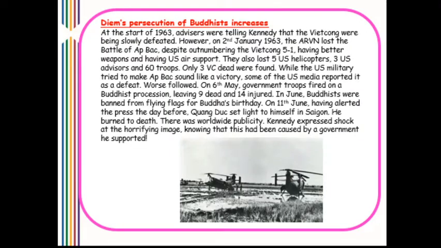While the US military tried to make Ap Bac sound like a victory, some of the US media reported it as a defeat, and worse followed. On the 6th of May, government troops fired on a Buddhist procession, leaving 9 dead and 14 injured. In June, Buddhists were banned from flying flags for Buddha's birthday, and on the 11th of June, having alerted the press the day before, Quang Duc set himself alight in Saigon. He burnt to death, and there was obviously worldwide publicity and shock at this. Kennedy expressed shock at the horrifying image, knowing that this had been caused by a government that he supported.